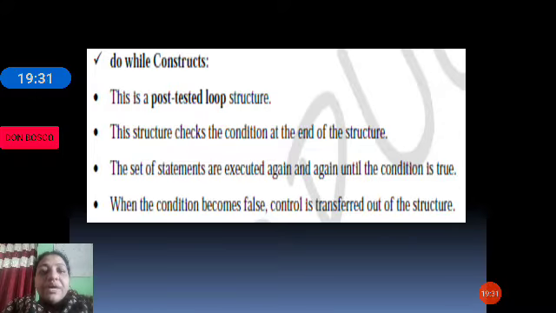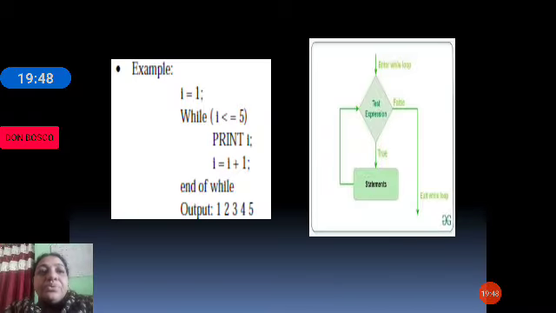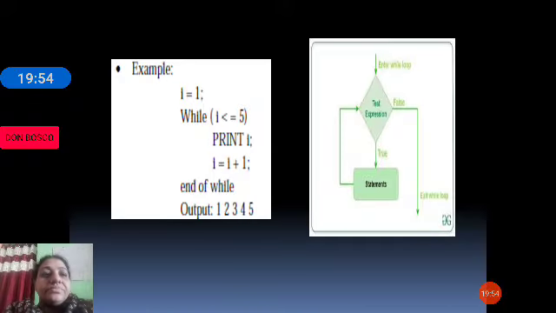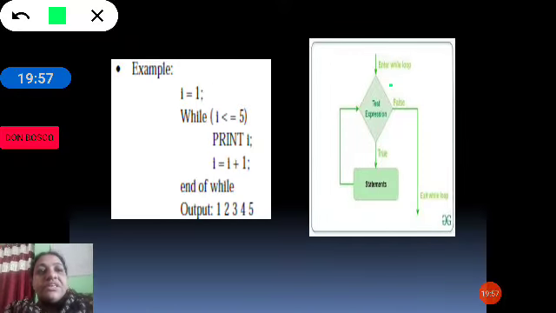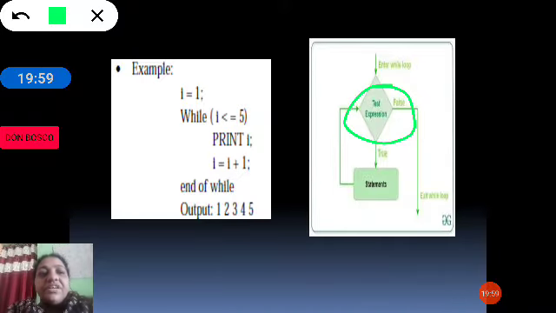Now we have another type of looping structure, that is do while. Do while is also called a post-tested loop. Here post means the condition is tested later, after the execution of the statements, while in while first the condition is given. So here you can see first the condition is given and then if it is true the statements are executed.